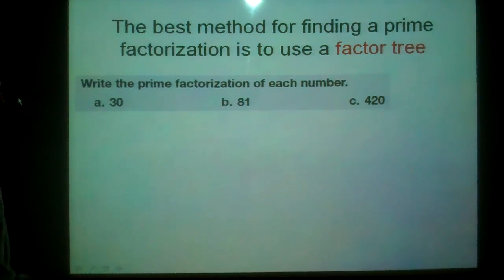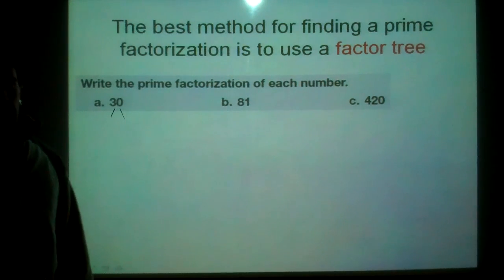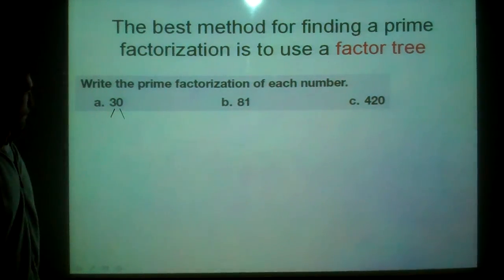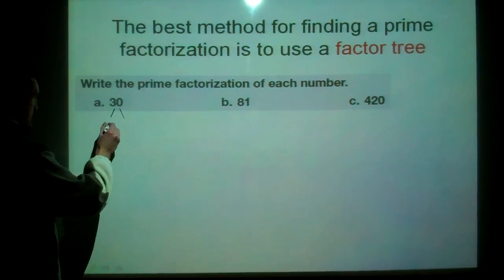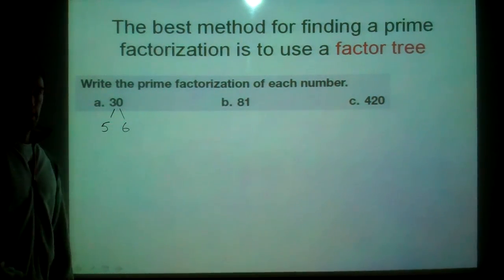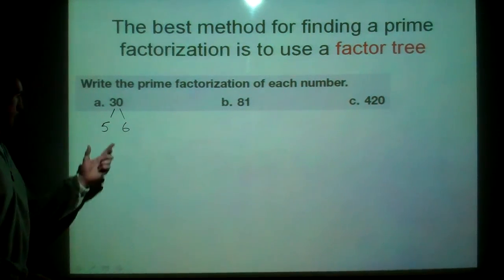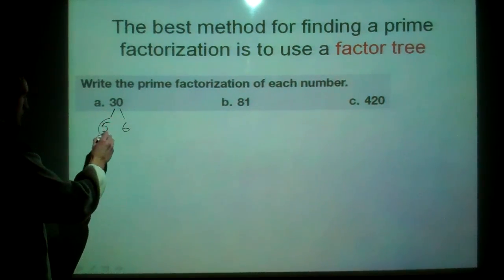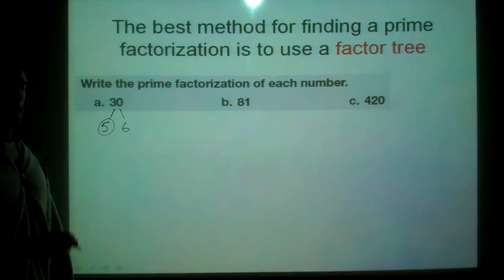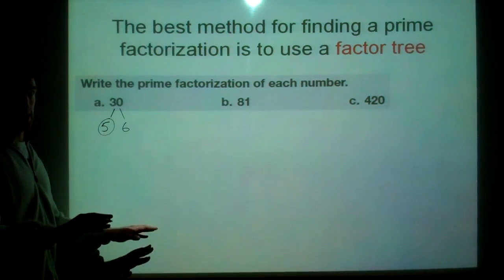Let's take 30 here. What we're going to do with 30 is break it down into things that we know multiply to get 30. So for instance, I know that 30 is 5 times 6. Now the thing is, we're going to stop once we get a prime number. If we look at 5 and 6 here, I know 5 is a prime number. I'm going to circle that because I need to know I need to come back to it. So 5 is done. Once you get a prime number, you're done on that track.